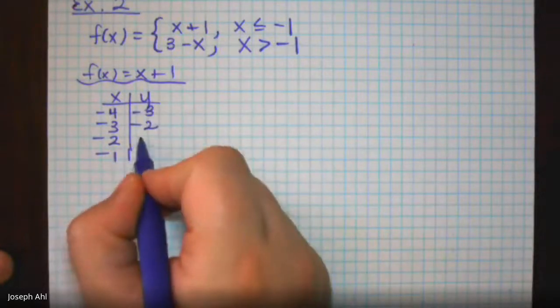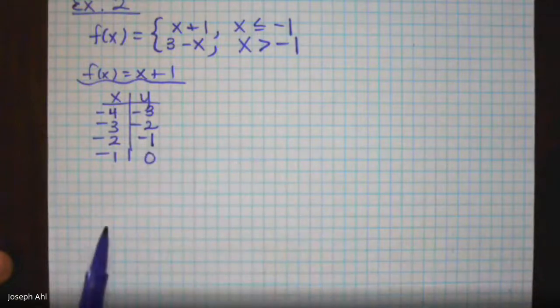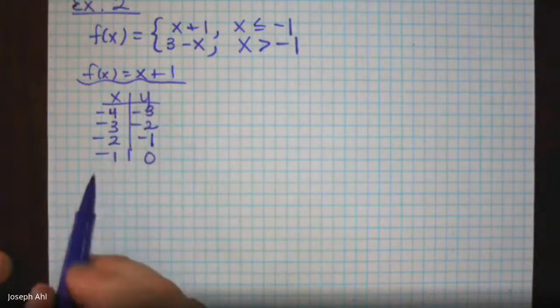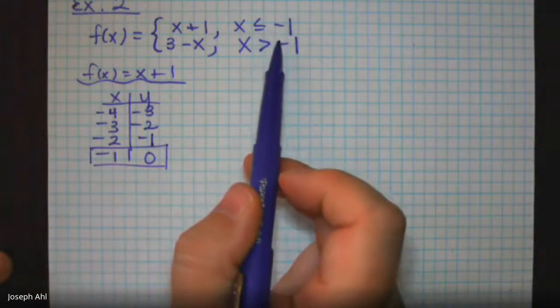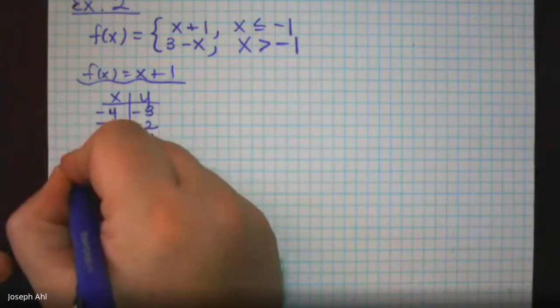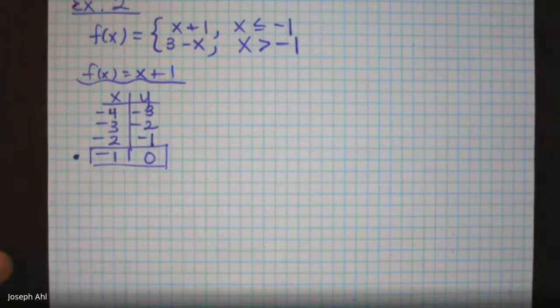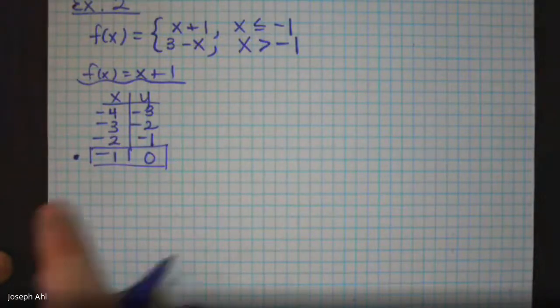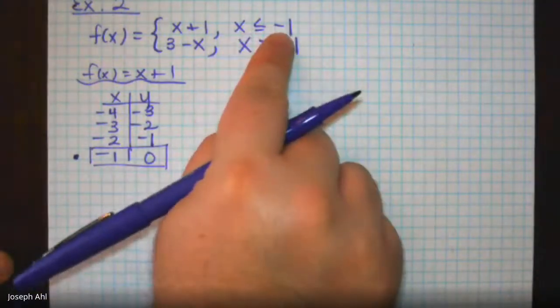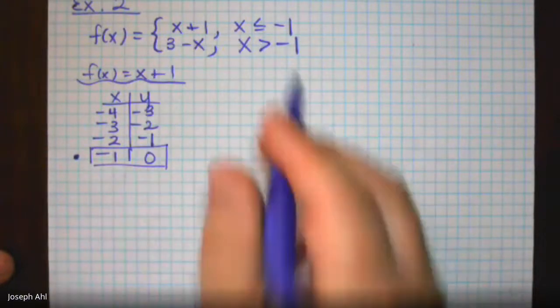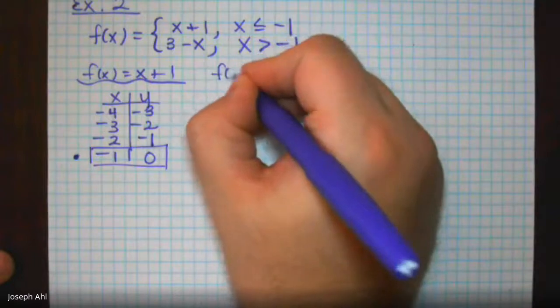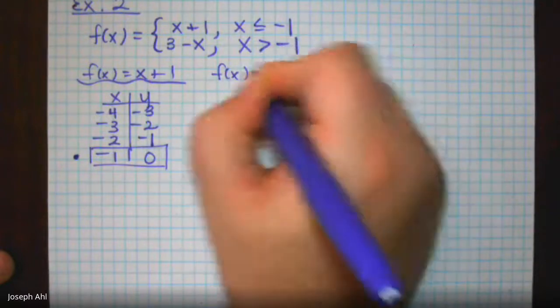Negative 2 plus 1 is negative 1. This is going to be 0. Just plugging in those values into this function. And at the last point of the interval, when x equals negative 1, what do I have to do there? We're going to put a closed, filled-in circle, because in this instance, x can equal negative 1 for this linear part. So we want to make sure we fill that in. All right, let's talk about f of x equals 3 minus x.